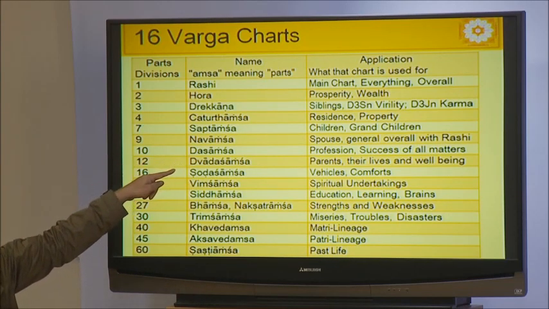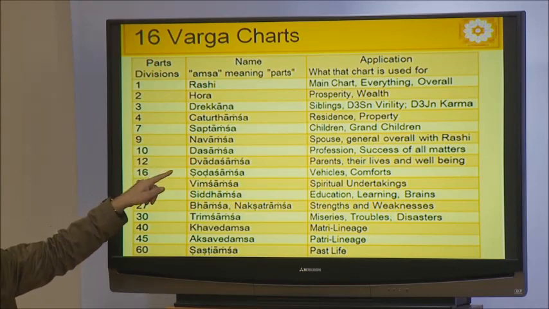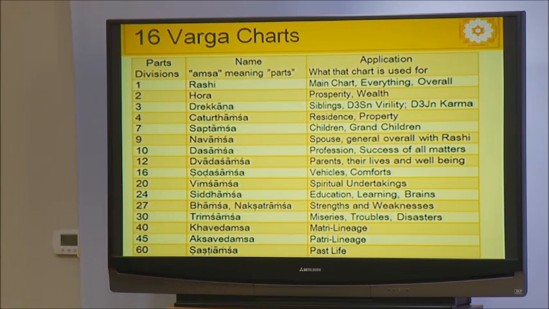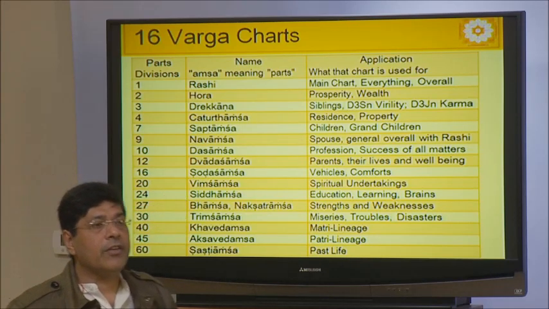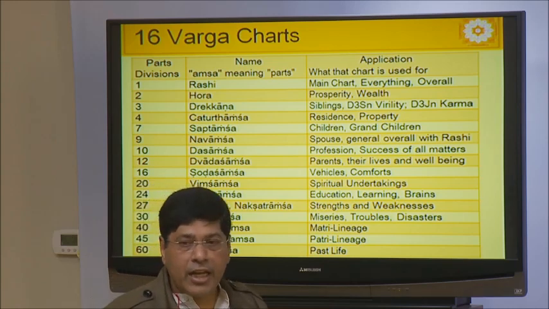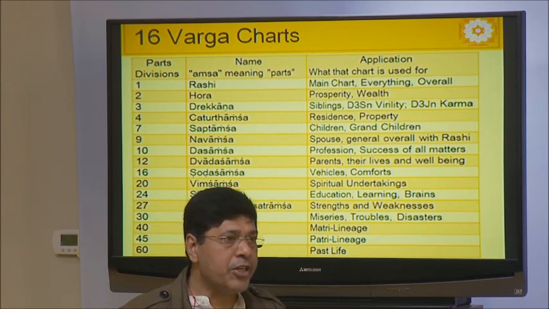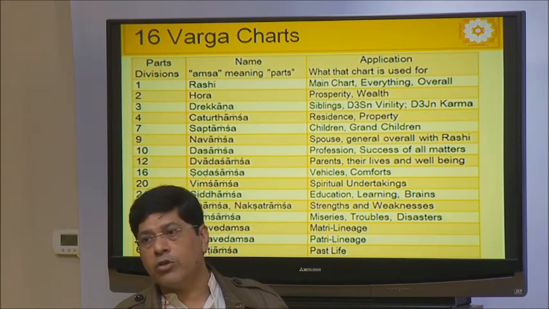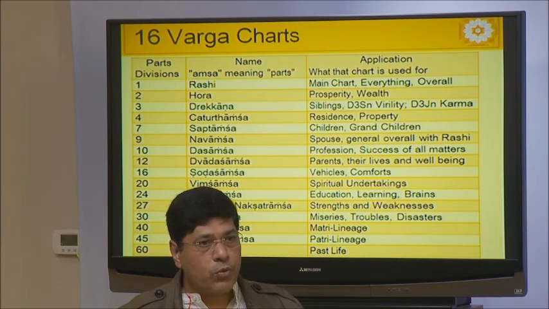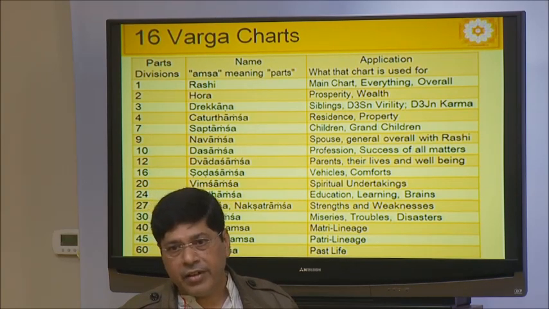D10, Dashamsha. This is for work, profession. What are you going to do? How you are doing it? Whether you're working well, are you creating a name out of it? Are people appreciating your work? Or are you one of those who are destined to sit quietly and work quietly without anybody even recognizing it?